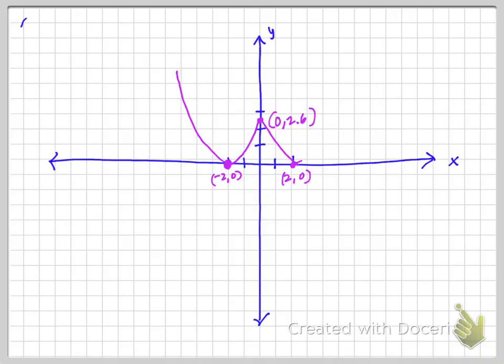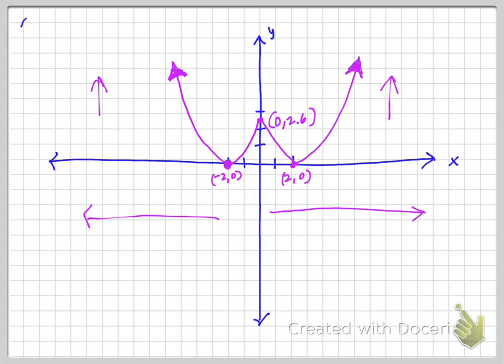All right, so I have the graph of this function completed, and I just wanted to show you, you can tell the domain is negative infinity to positive infinity, and I also wanted to talk to you about the end behavior. As x is getting more and more negative, y is increasing. So that's what we have. And as x is getting more and more positive, y is increasing, and that's what we have. So our graph looks good.